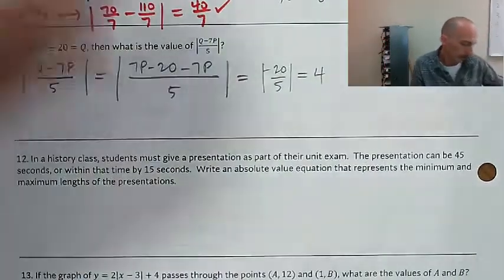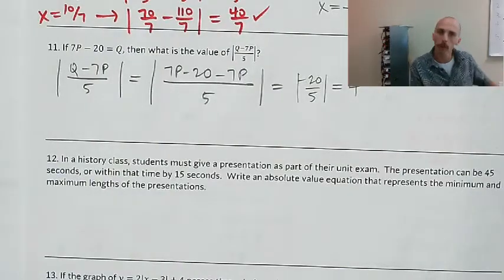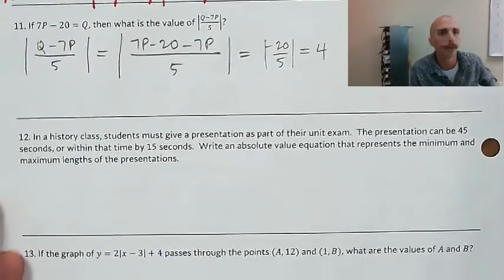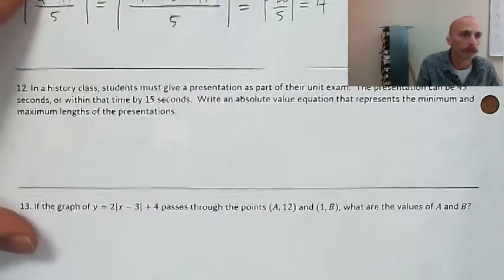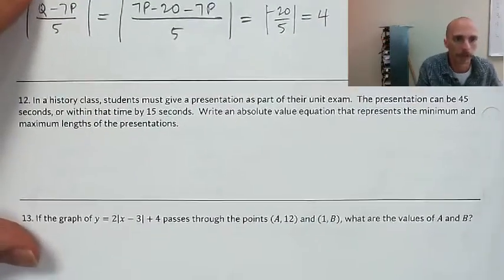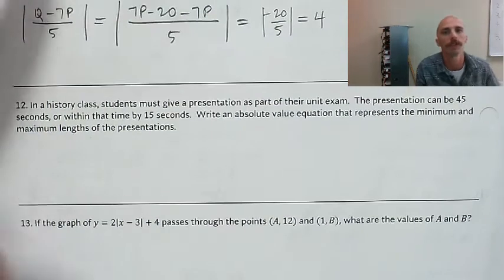Okay. And that one is a problem that's not super hard if you know what to do, but if you don't know what to do, if you've never seen it before, it might be kind of tricky. So I'm glad you've seen it at this point. All right. In a history class, students must give a presentation as part of their unit exam. Their presentation could be 45 seconds or within that time by 15 seconds. Write an absolute value equation that represents the minimum and maximum lengths of the presentations.